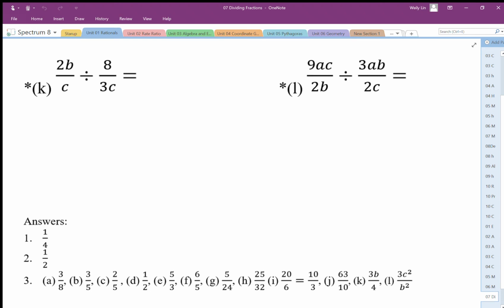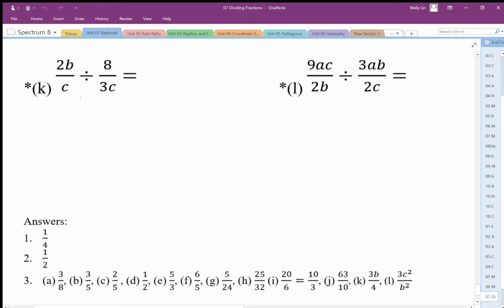So these last two are a little bit more challenging because now we have algebraic pieces, but as long as we understand that really these are just times and divide pieces, and fractions are all about times and divide, and as long as we get the times and divide in the right spot, so times up top, divide on bottom, we can actually deal with these fairly easily.